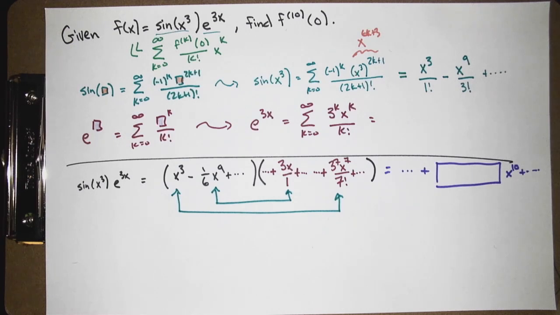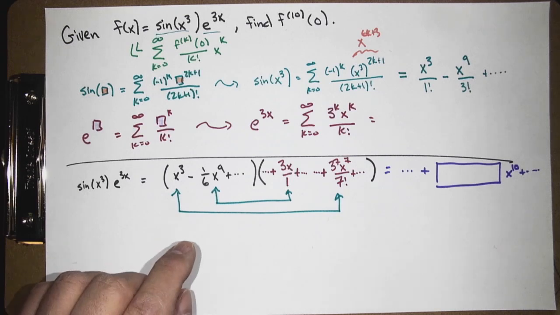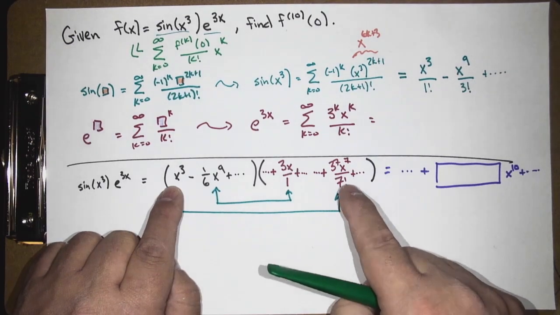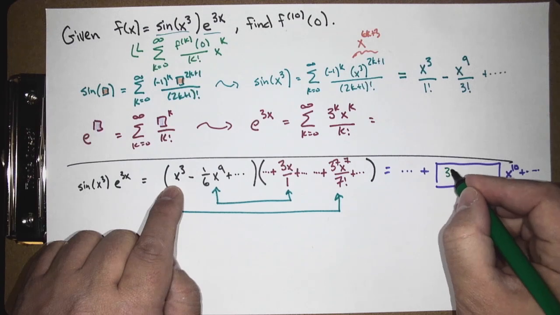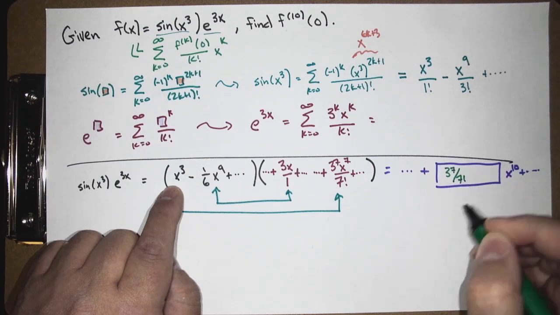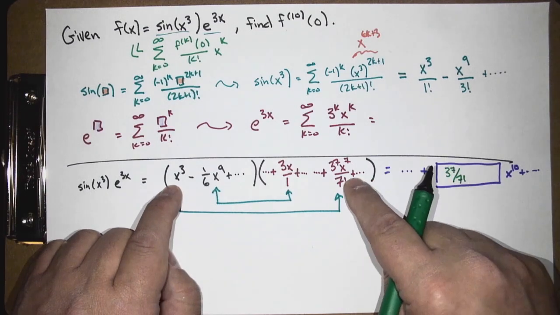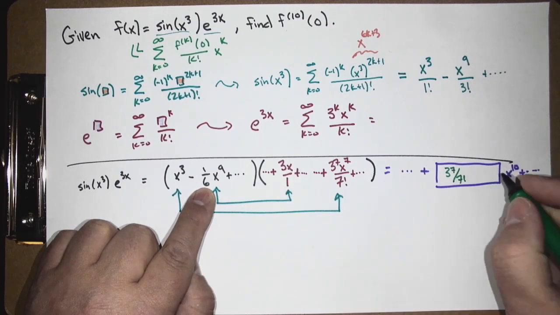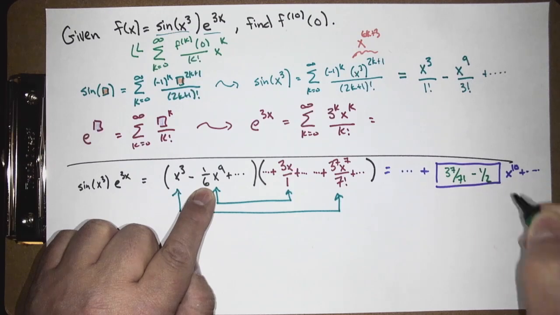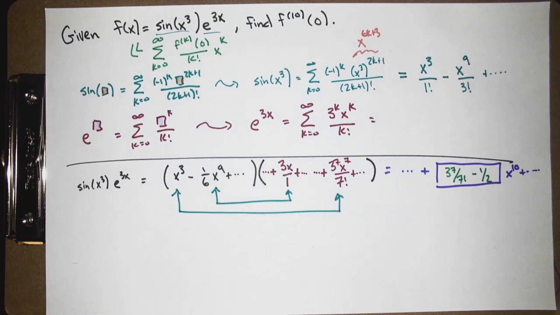So what's our answer to the coefficient? Well, we multiply 1 times 3 to the 7th over 7 factorial, so that's 3 to the 7th over 7 factorial, minus 1/6 times 3, so that's minus a half. Is this our answer? And why not?